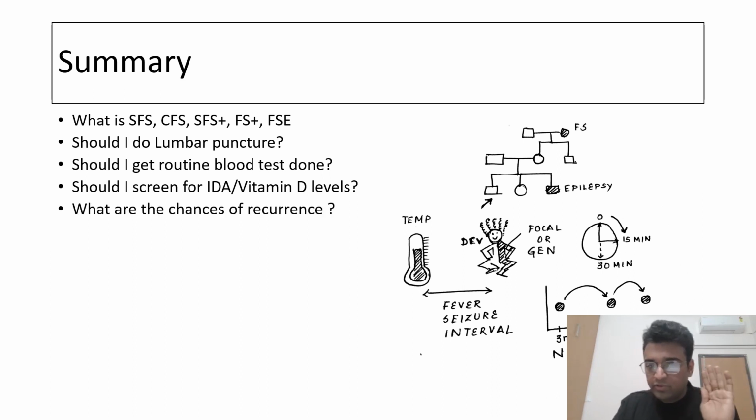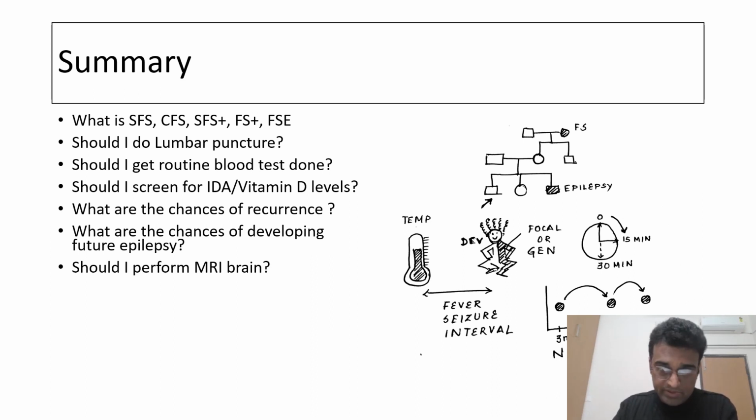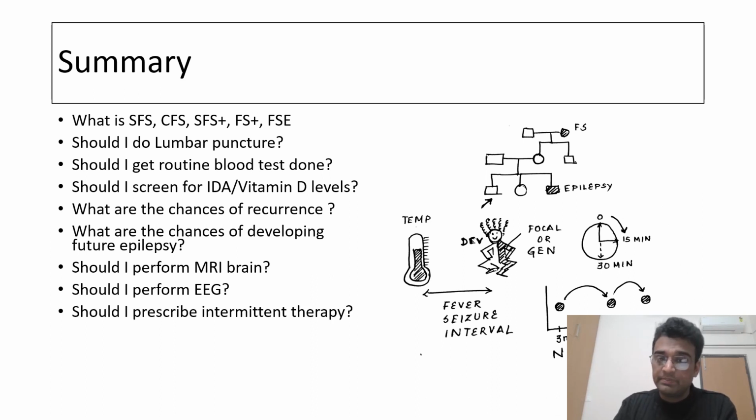Chances of recurrence, I told you very, very clearly that if there is lower temperature, shorter fever seizure interval, family history of febrile seizure, then there are very, very high chances of recurrence. If there is a family history of epilepsy, if there are one or more episodes of complexity, shorter fever seizure interval, higher the chances of epilepsy. MRI, we usually restrict if there is a developmental delay, febrile status epilepticus, family history of epilepsy. Almost similar indication for EEG.